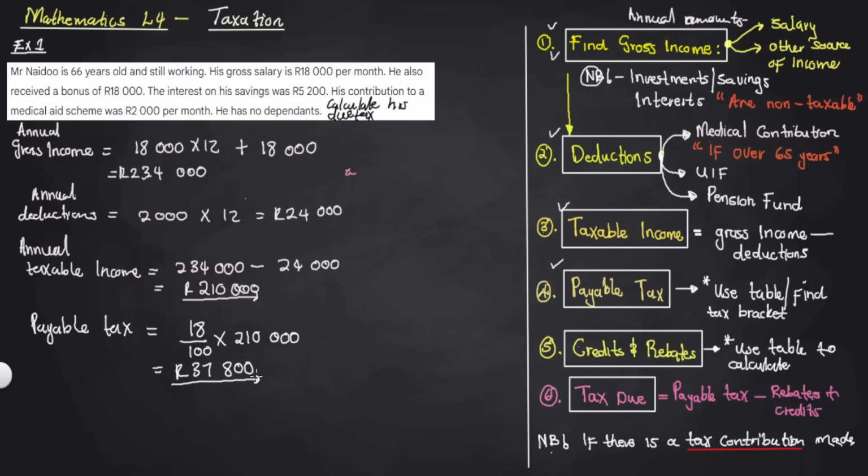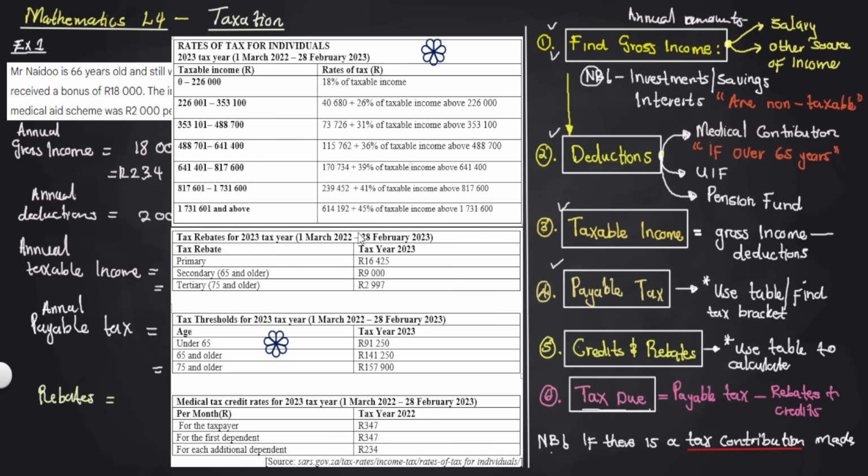So this is the annual payable tax. But as for the answer, we haven't gotten the final answer, which is the tax due or the tax return. Therefore, we must now calculate the rebates. So the rebates are going to be, so consult the table for rebates, this one.